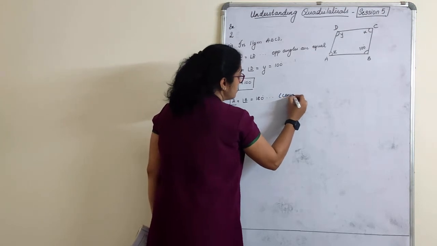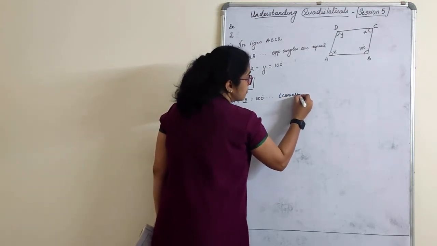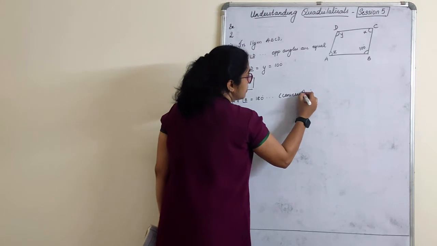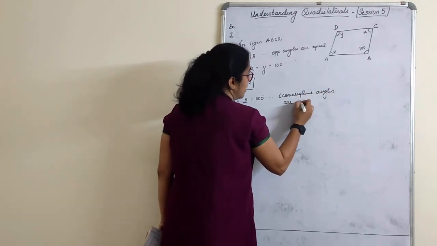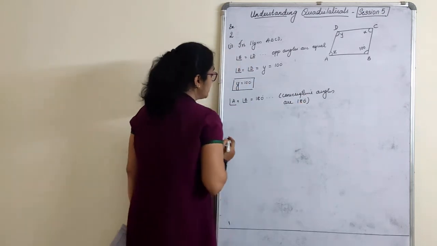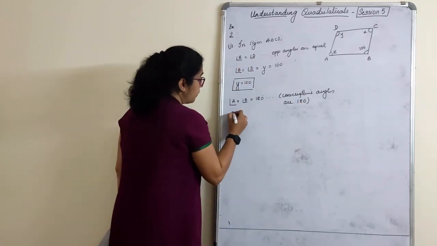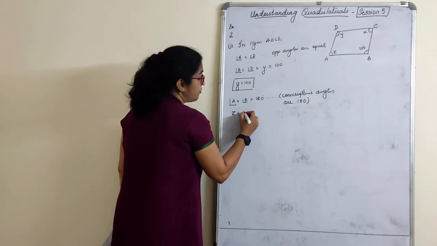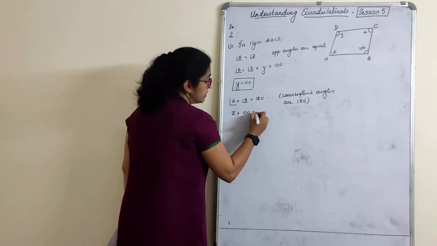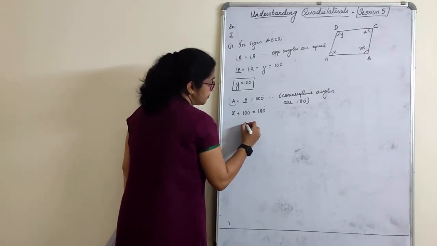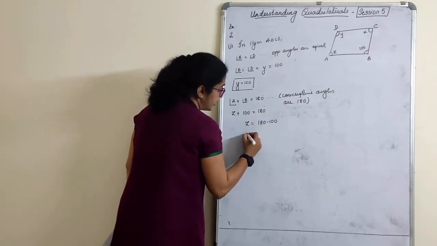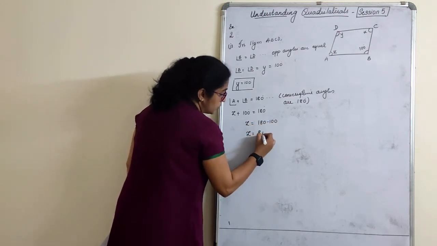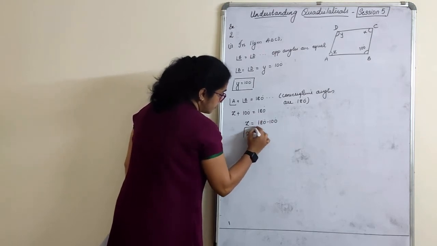Reason: consecutive angles are supplementary. What is the measure of angle A? Which is Z. What is the measure of angle B? 100. Z plus 100 is equal to 180. So Z is equal to 180 minus 100. So Z is equal to 80 degree.